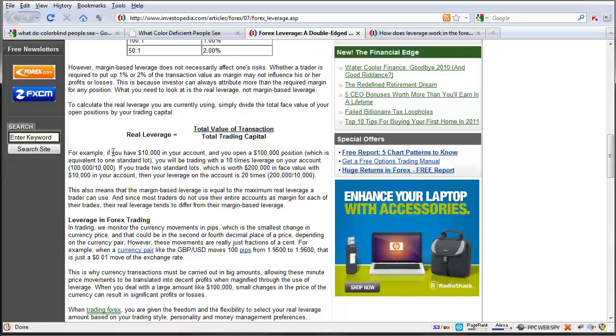This gives you a brief overview. For example, if you have $10,000 in your account and you open up a $100,000 position, which is equivalent to one standard lot, one standard lot is equivalent to $10 per pip. What it's telling you is that you're borrowing 10 times more than what you're actually risking, so you'll be trading 10 times leverage on your account. If you trade two standard lots, which is worth $200,000 in face value with $10,000 in your account, then your leverage on the account is 20 times.